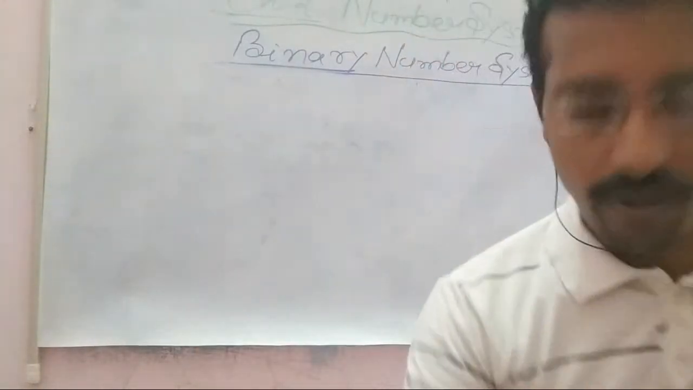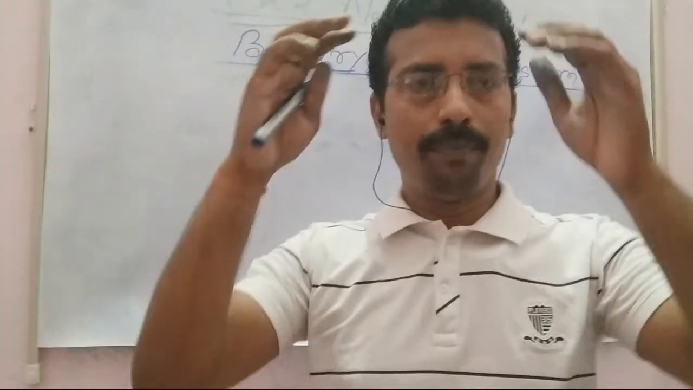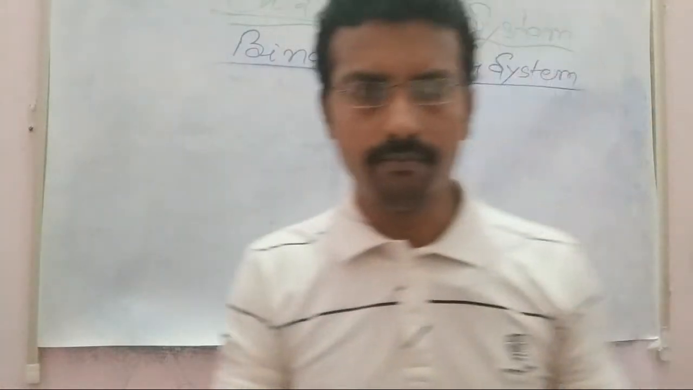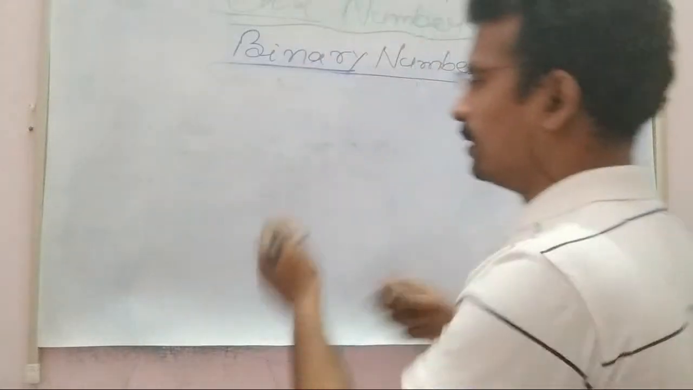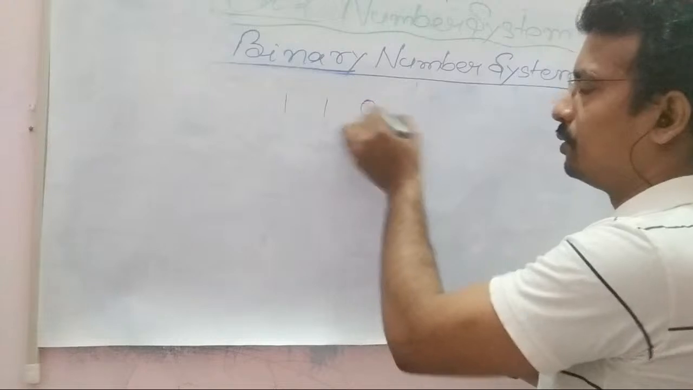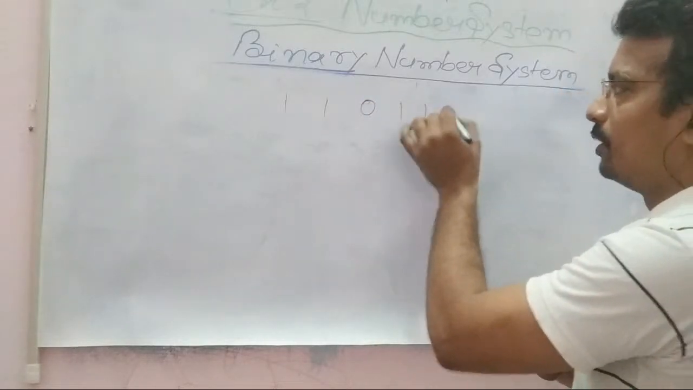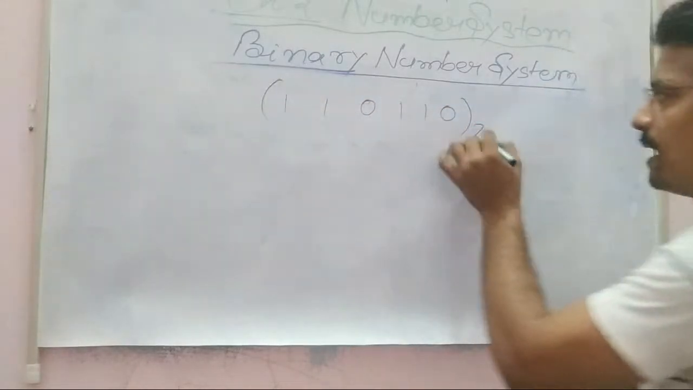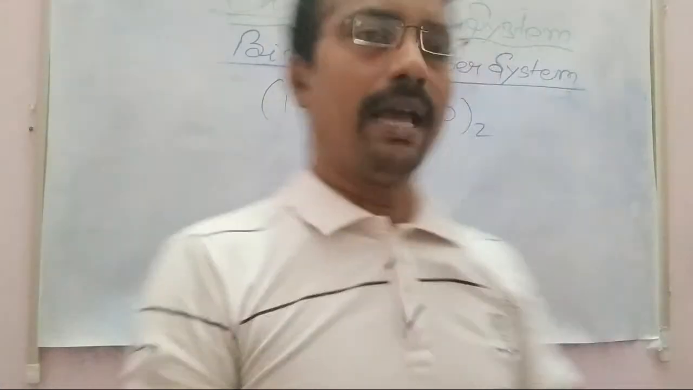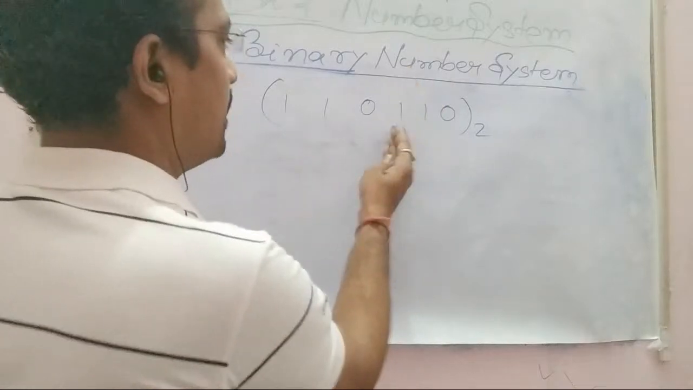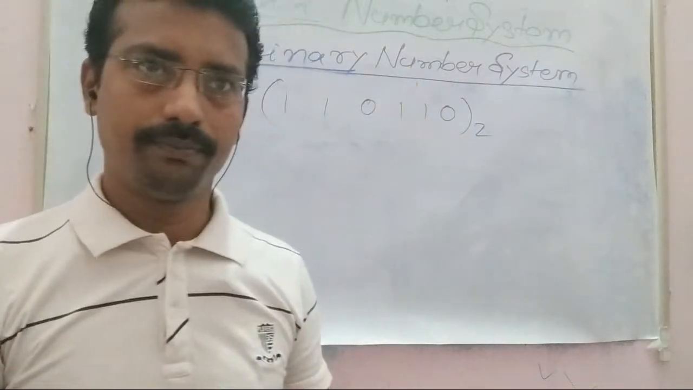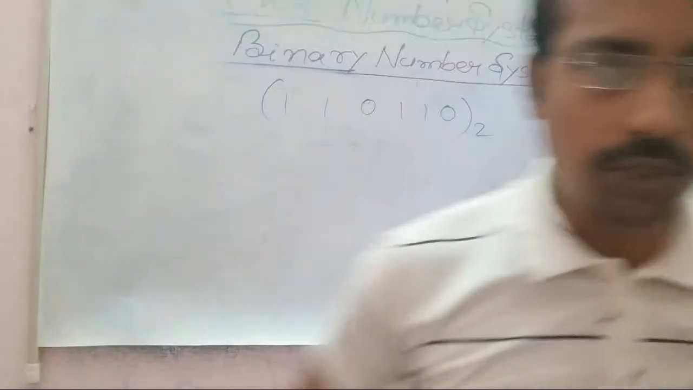Now, one more example I will tell you so that you will be more clear with this. Let's take a random binary number. For example, we have taken 1, 1, 0, 1, 1, 0, and this is a binary number. We have to find the equivalent decimal number for this binary number. Clear? So what is the procedure to do it?